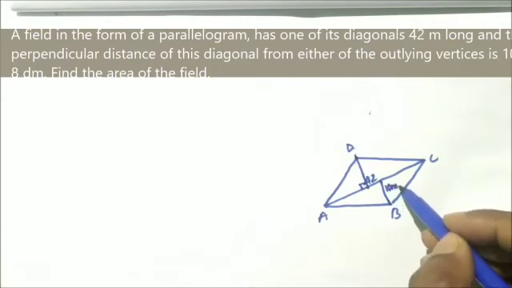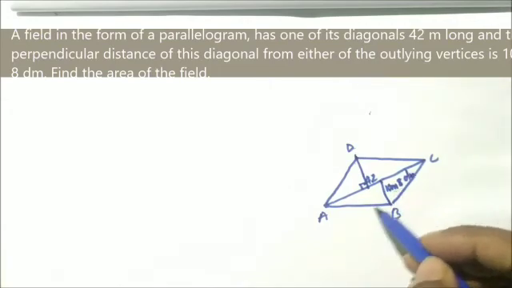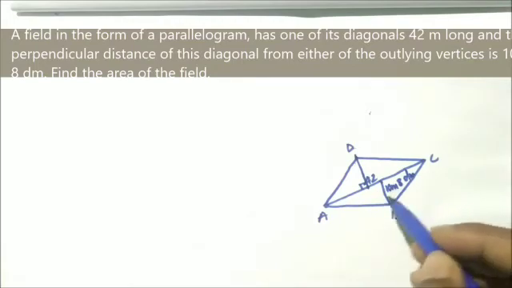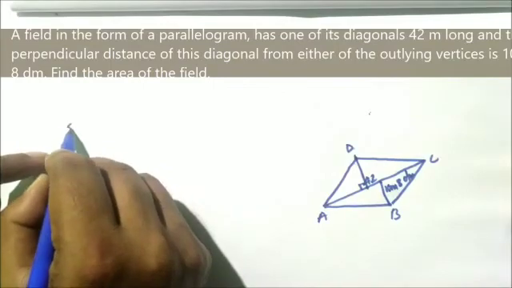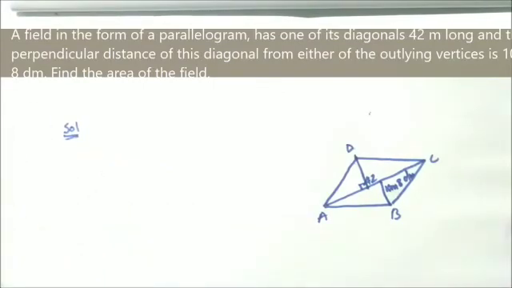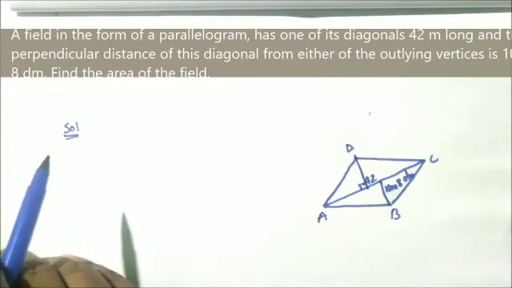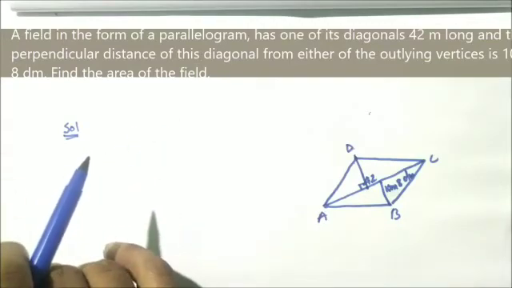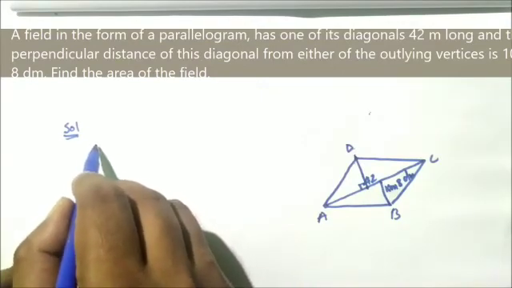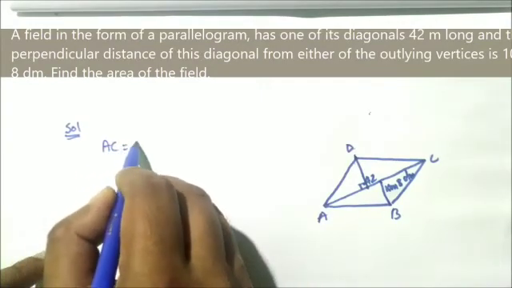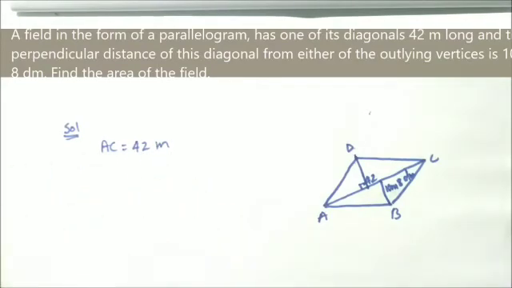It is very hard to read, no problem, just understand that it is 10 meter 8 decimeter. Now we will solve it. First let me convert the unit of 10 meter 8 decimeter into a single unit. What is given here? AC is given as 42 meter. It will be better if we convert them all into meter.